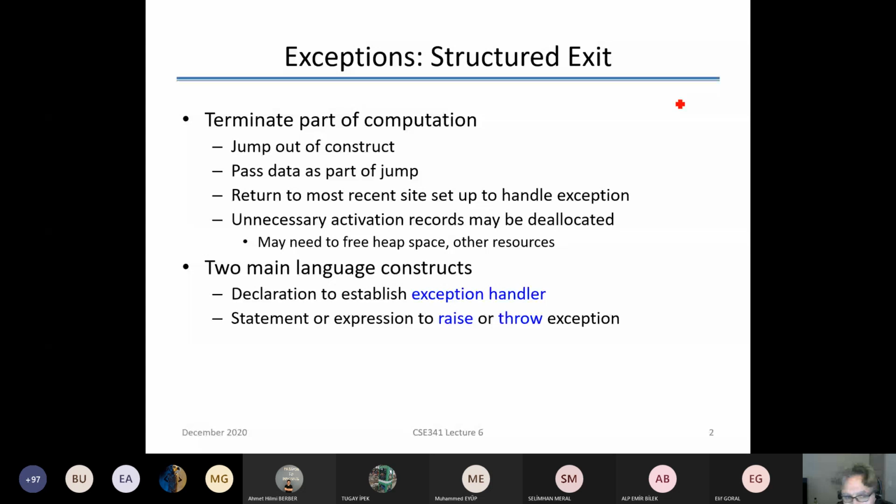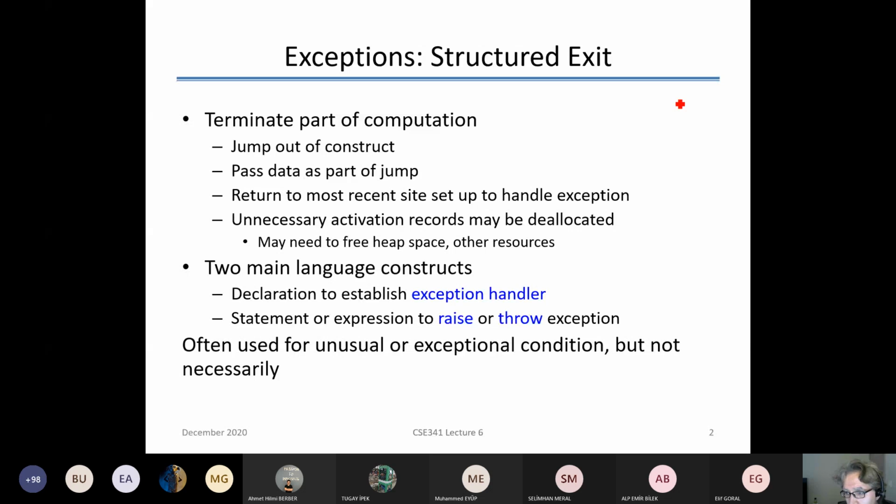The basic idea is, when you encounter your exception, how do you change the flow of control to the exception handler? This is usually handled by something called raise or throw. We are going to get into these two things. These constructs are usually designed to handle unusual or exceptional conditions, such as an undefined function output for a given input, a partial function, right? But this is not necessarily always the case.